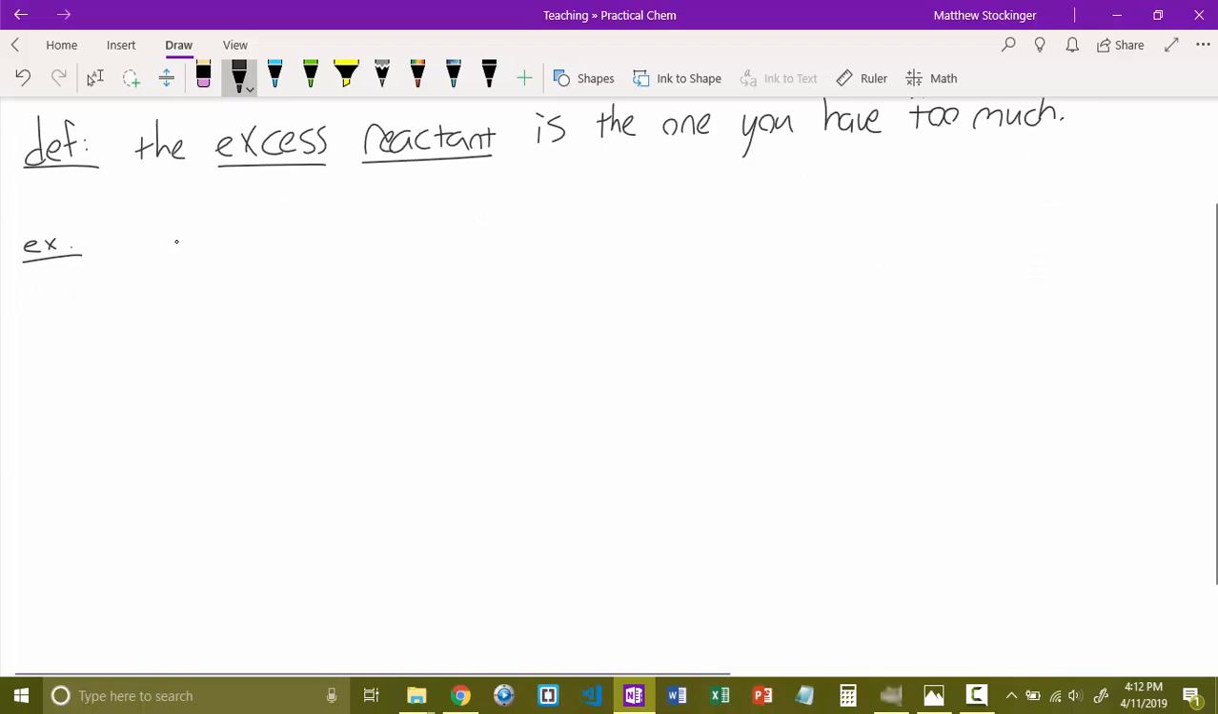So an example. Let's just take a simple single replacement reaction. Let's say you put some magnesium metal into a beaker, and in that beaker you have dissolved some aluminum chloride, aqueous, it's dissolved. And in a single replacement, the metals switch places, so you'll be left with aluminum solid plus magnesium chloride. And now the magnesium chloride is going to be dissolved.